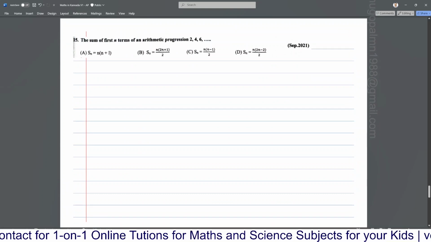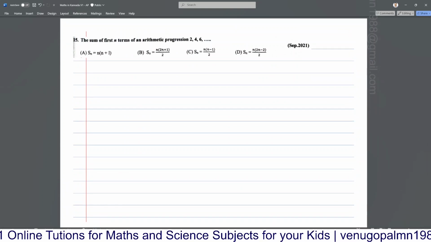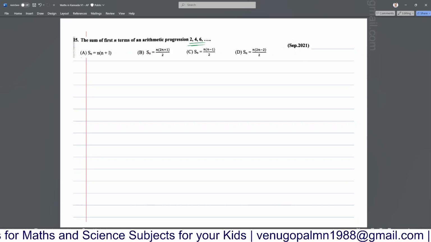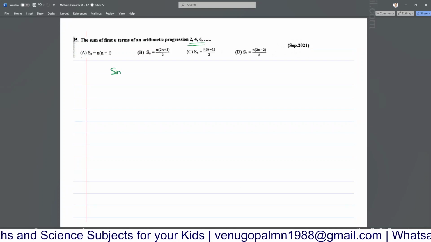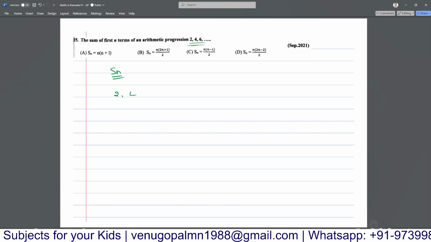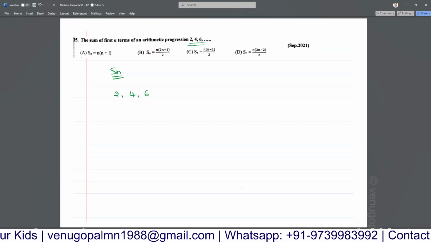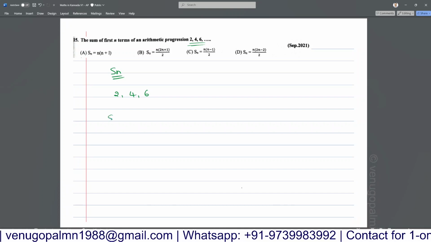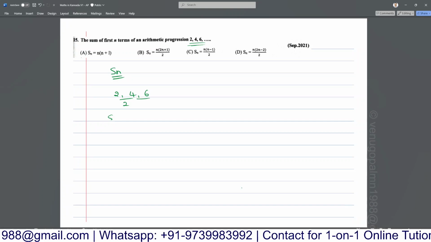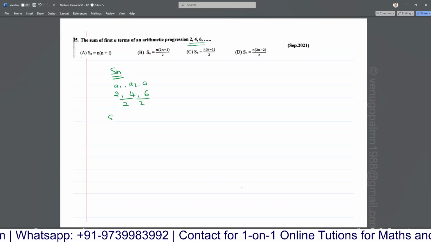So similarly, the next example: the sum of the first n terms of an arithmetic progression. They are asking you to find the sum of the first n terms of an arithmetic progression. What you have to find is S of n. So they have given a sequence 2, 4, 6. Now you know what exactly S of n is. First let us find the common difference. 4 minus 2 is equal to 2 and 6 minus 4 is equal to 2. This is your a1, this is your a2 and this is your a3.